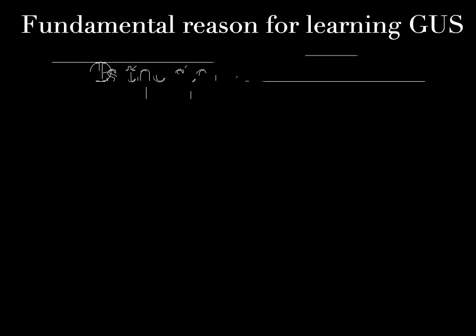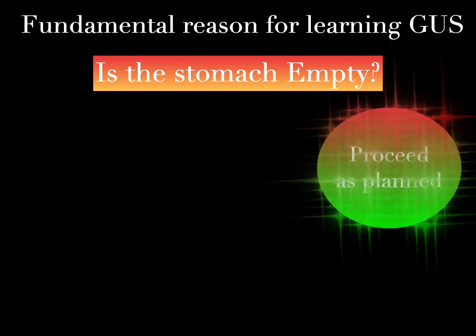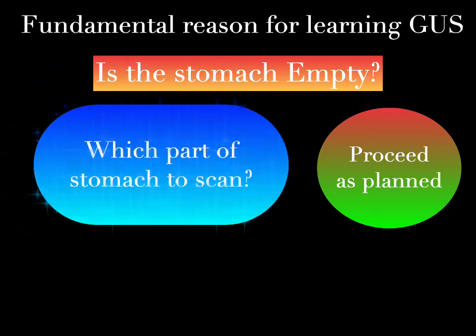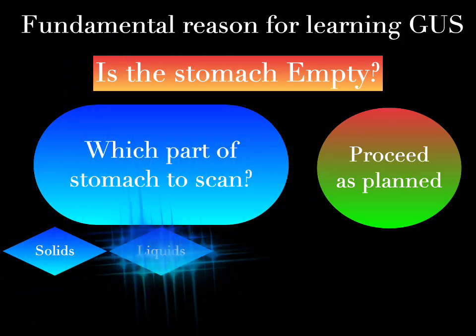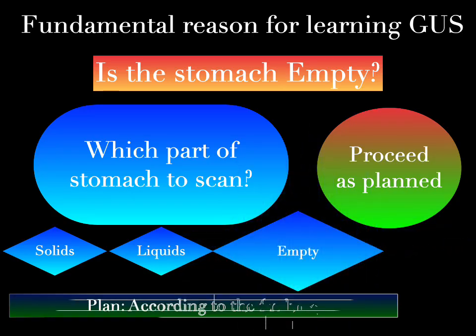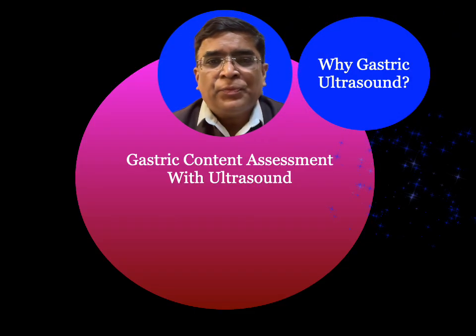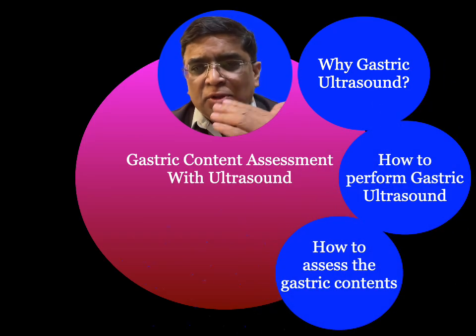Now, why do we need to learn about gastric ultrasound? The fundamental reason being, if you are assured the stomach is empty, then proceed as planned. You don't need to do anything. But in case you're not sure, then by the end of the session, I want everyone to pick up which part of the stomach we should scan. And when we scan, it's possible to identify whether the stomach has solids, liquids, or it is empty. And accordingly, we can plan our anesthesia and our airway in such a way that the patients are safe when we give anesthesia. Now, as we go through, I want to go through these steps.